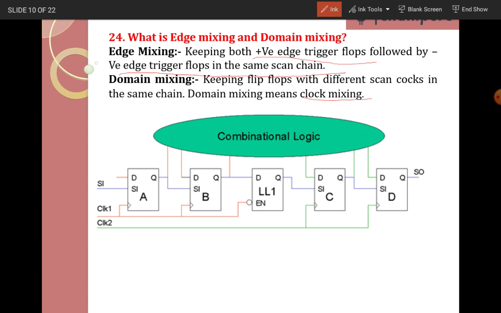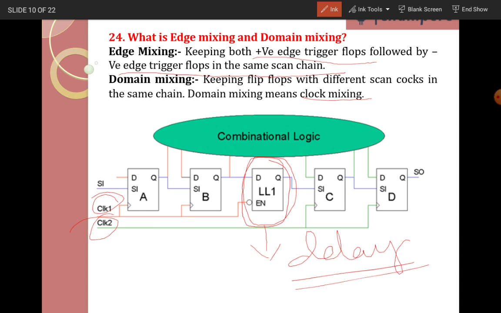Here in this diagram we have two clocks, clock 1 and clock 2. We are mixing two clocks in one chain with a lockup latch. Why is the lockup latch required in this operation? To maintain the delay, half cycle delay, half cycle maximum. So whenever we are adding two clocks in one chain, we need to have a lockup latch.